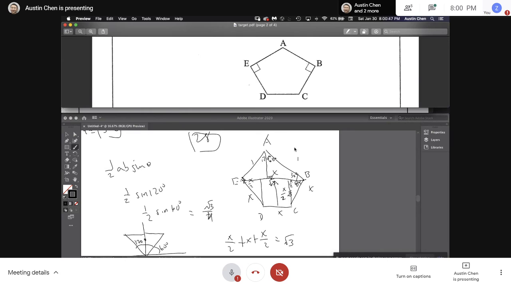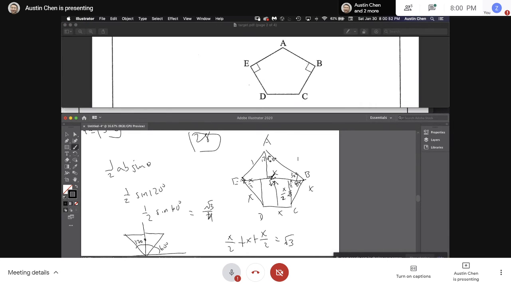Again, there are a lot of ways to find the area of the pentagon here. Like another way you could have done it is separating these into 3 equilateral triangles.